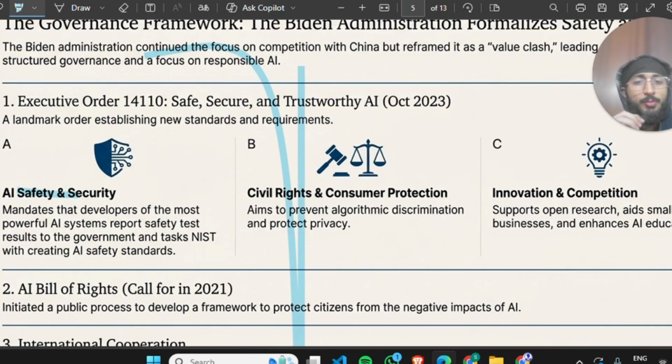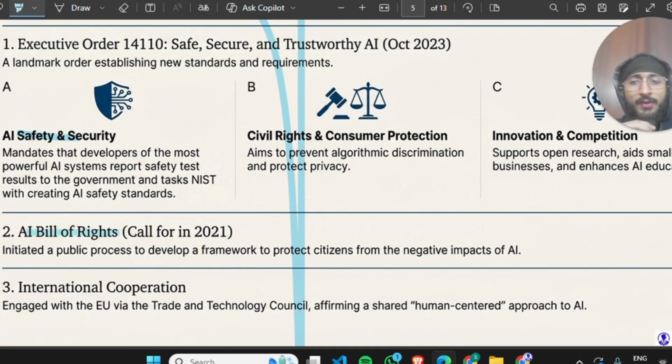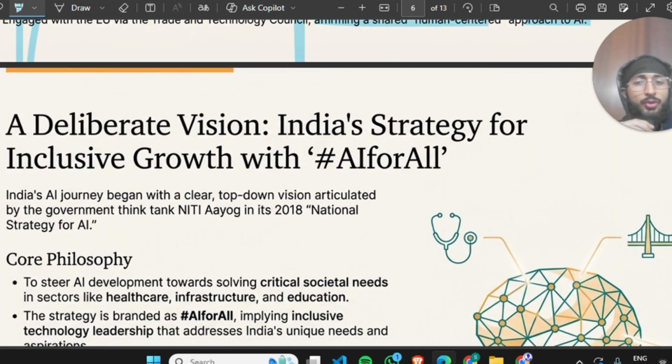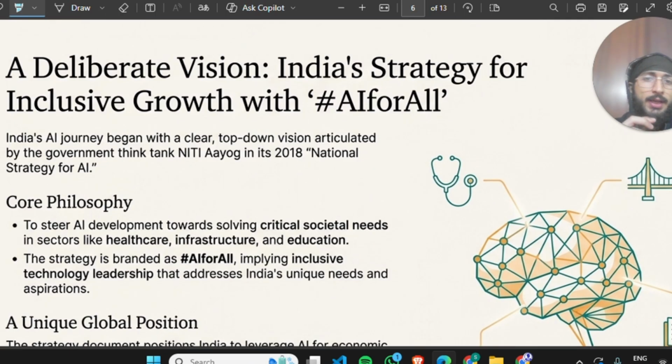B. Civil rights and consumer protection aims to prevent algorithmic discrimination and protect privacy. And C. Innovation and competition supports open research, aids small businesses, and enhances AI education. So this was the first executive order. Second was the AI Bill of Rights, called for in 2021, which initiated a public process to develop a framework to protect citizens from the negative impacts of AI. And third, international cooperation: engaged with the European Union via the Trade and Technology Council, affirming a shared human-centered approach to AI. Now, a deliberate vision: India's strategy for inclusive growth with hashtag AI for all.